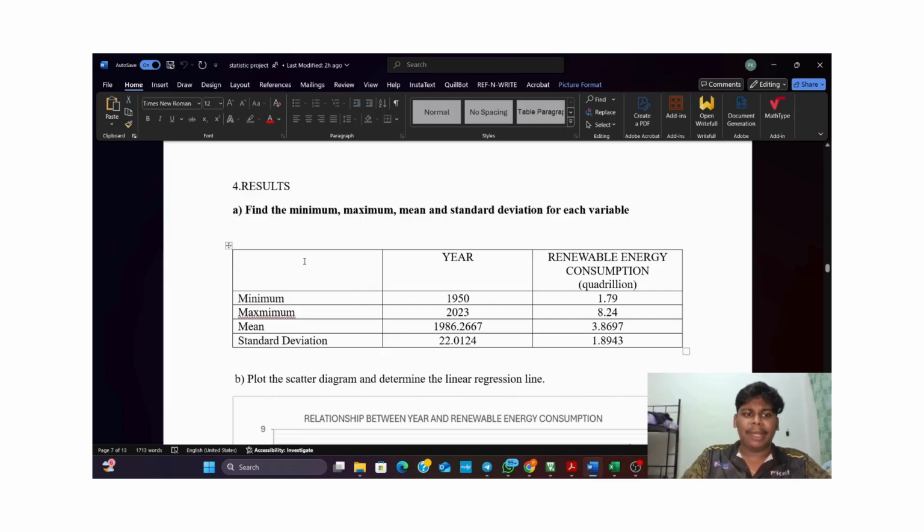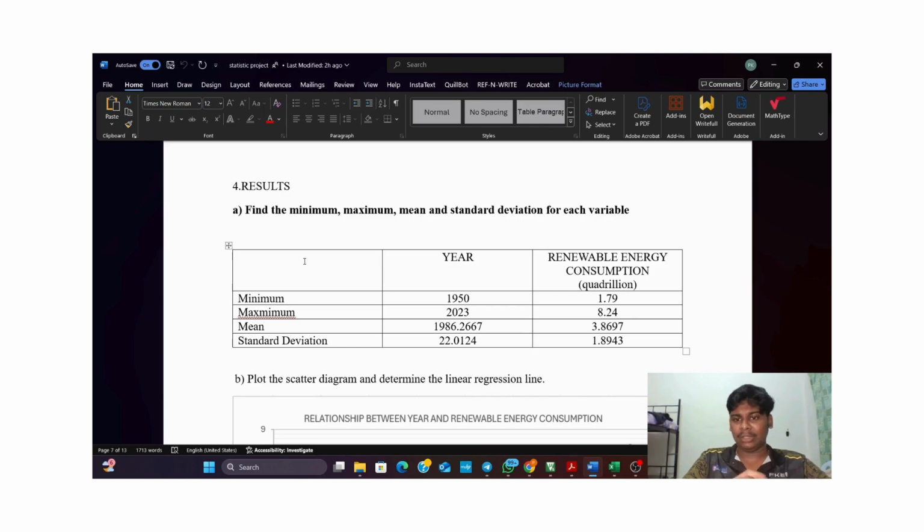Hello, my name is Edward Rush and my matric number is CE230105. Okay, today we want to see the results. For part A, the minimum year we get is 1950 and the maximum is 2023, the mean is 1986.2667 and the standard deviation is 22.0124. For renewable energy consumption, the minimum is 1.79, the maximum is 8.24, the mean is 3.8697 and the standard deviation is 1.8943.